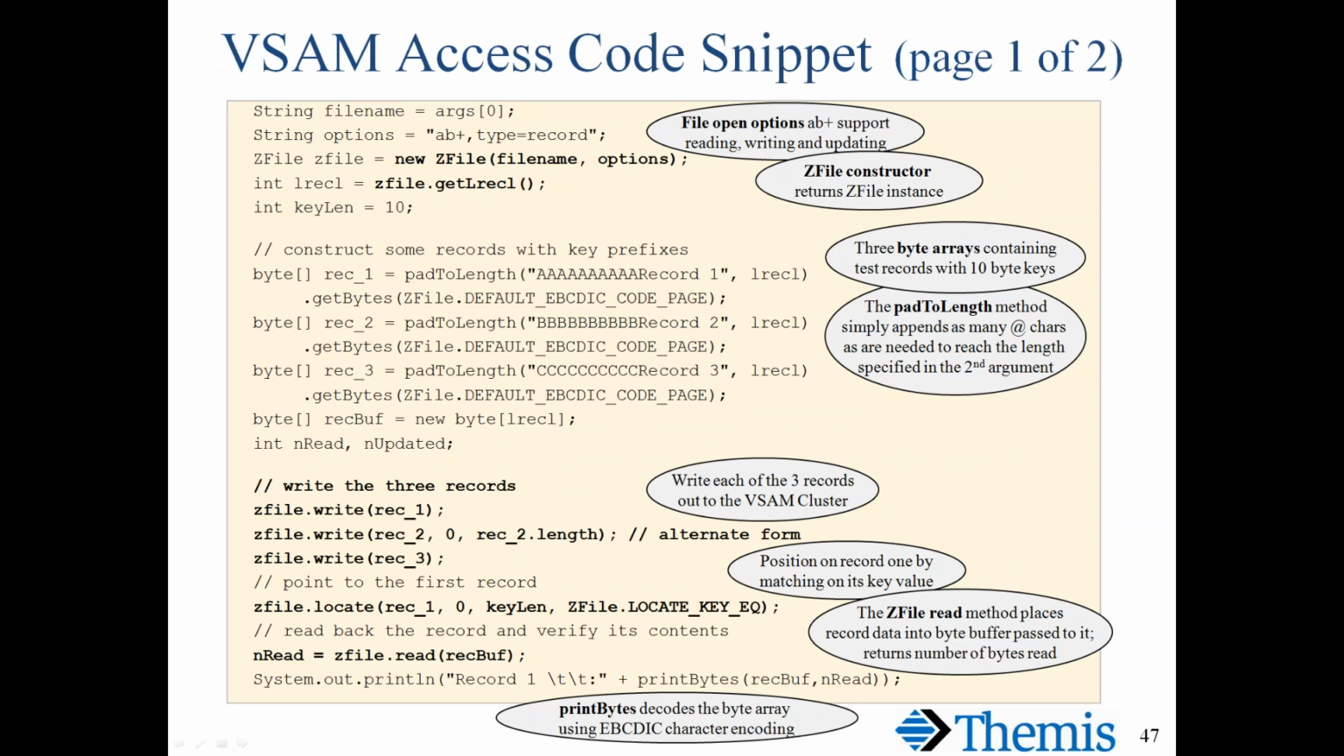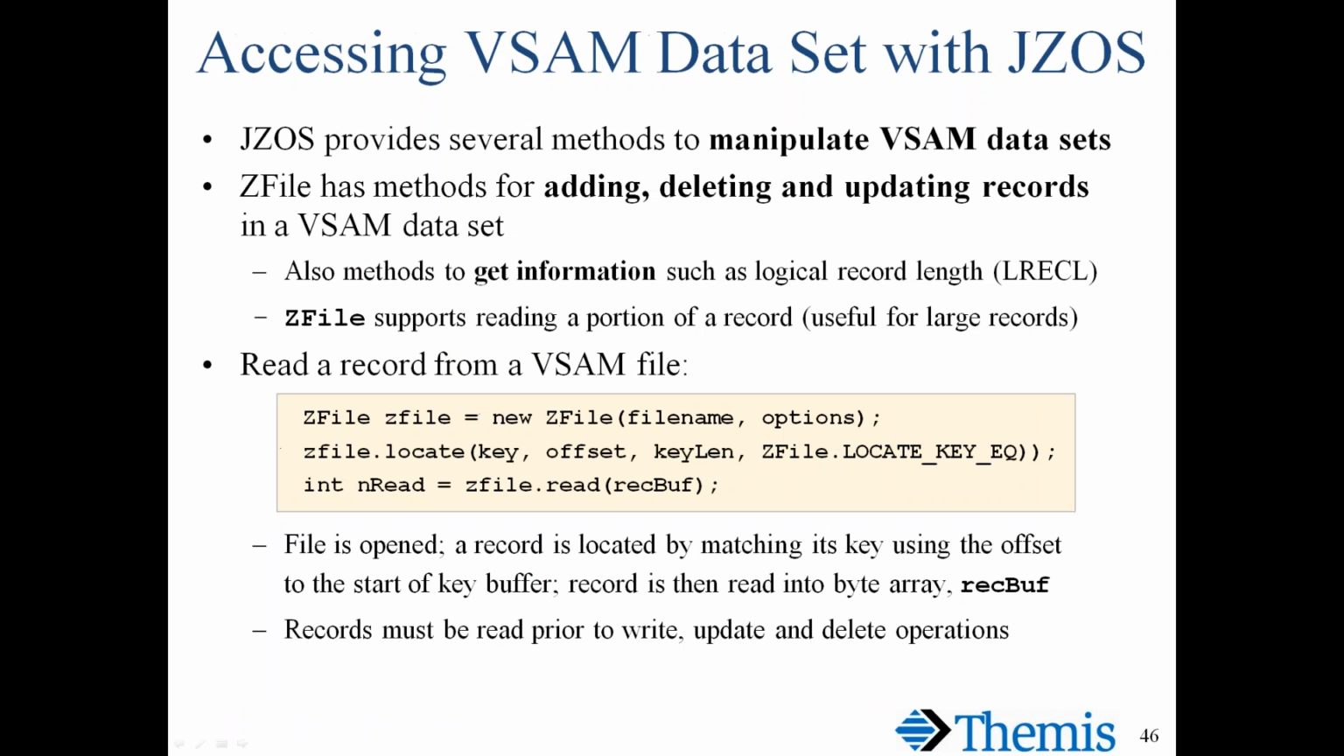So here we have a two-page example. Again, a lot of detail, but the key is that we're using ZFile. On the bottom third of the slide, you see 3 writes happening, and then a locate and a read. The locate is matching on the key to record 1, which is basically the first 10 bytes of what you see, about 6 lines from the top. The letter A 10 times is the key in this example, and so that's being used to locate and then read the record.